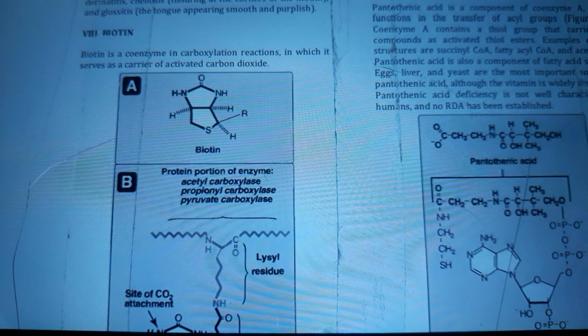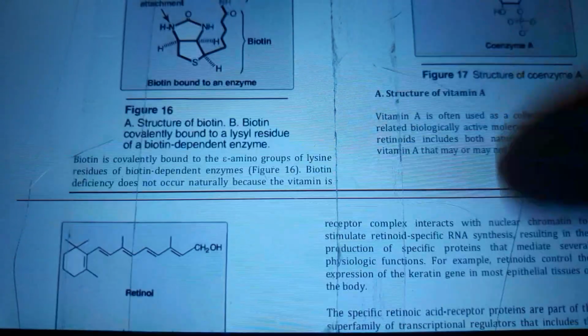Pantothenic acid. Pantothenic acid is a component of coenzyme A, which functions in the transfer of acyl groups. Coenzyme A contains a thiol group that carries acyl compounds as activated thioesters. Examples of such structures are succinyl-CoA, fatty acyl-CoA, and acetyl-CoA. Pantothenic acid is also a component of fatty acid synthase. Eggs, liver, and yeast are the most important sources of pantothenic acid, although the vitamin is widely distributed. Pantothenic acid deficiency is not well characterized in humans, and no syndrome has been established.